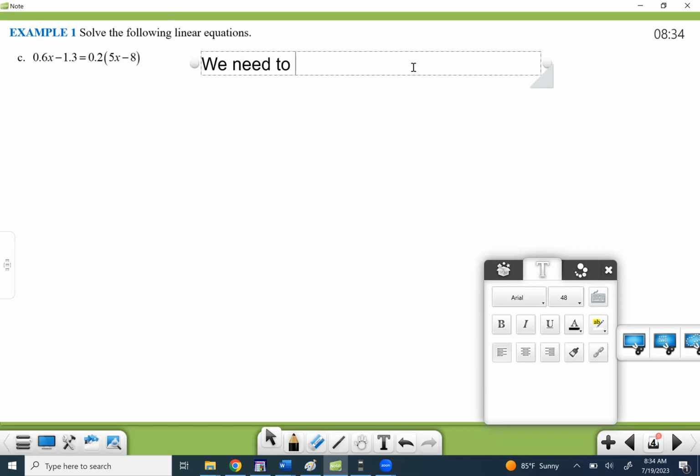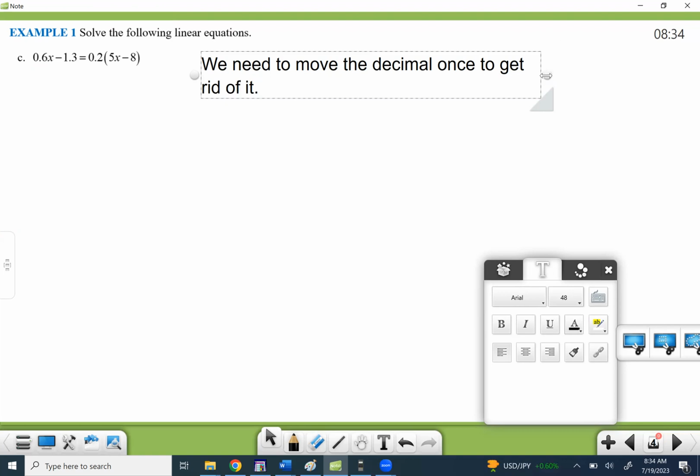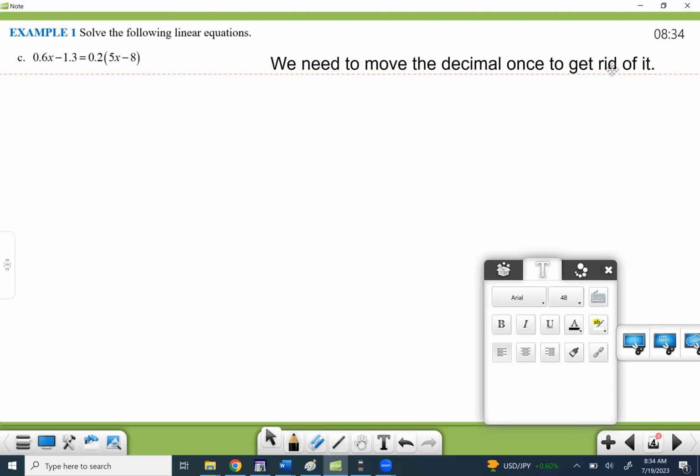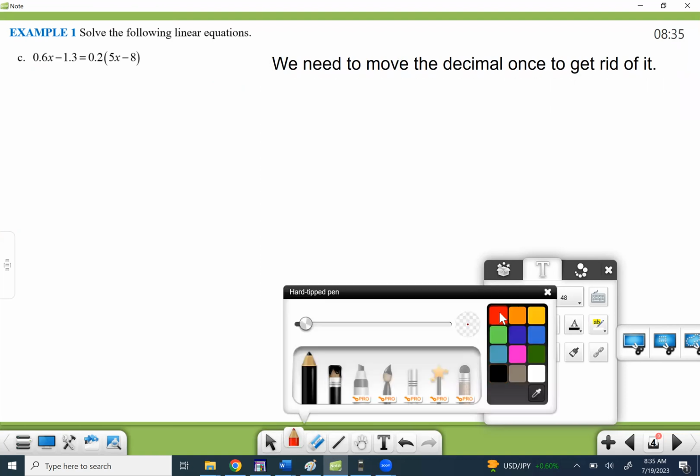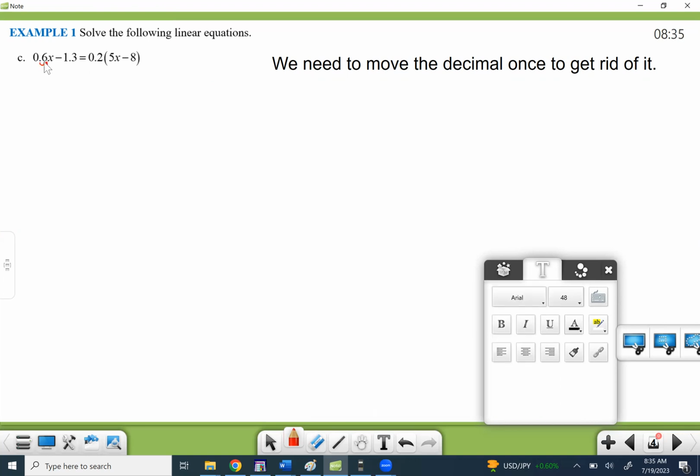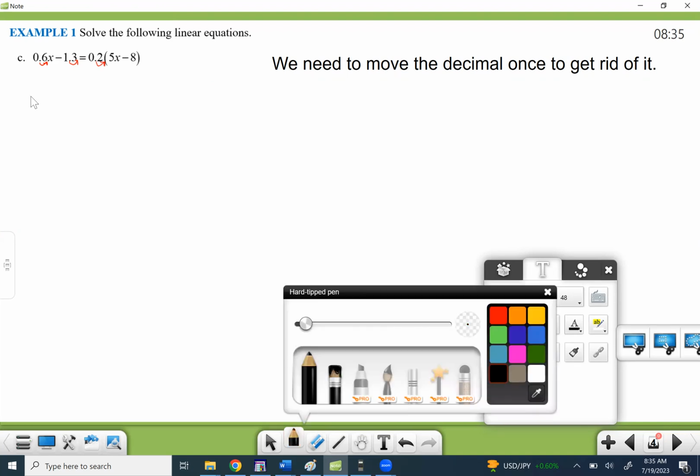We need to move the decimal once to get rid of it. What I mean by that is, I'll show you visually what that looks like. If I move it once here, it'll become a 6. If I move it once here, it'll become a 13. And if I move it once here, it'll become a 2. So once got rid of it on all of them.